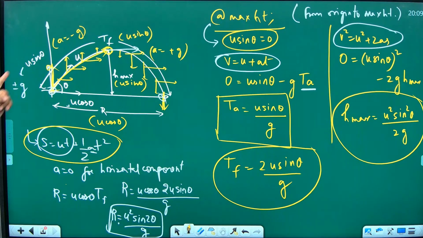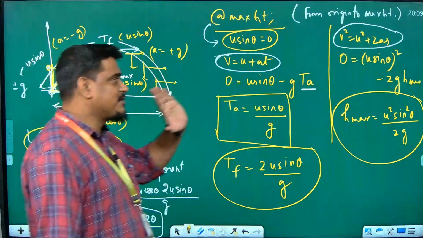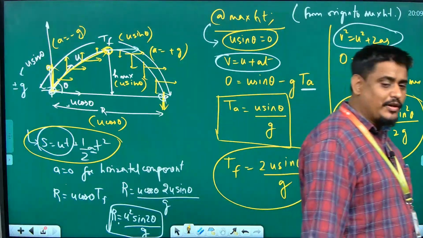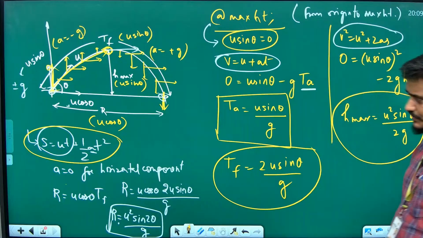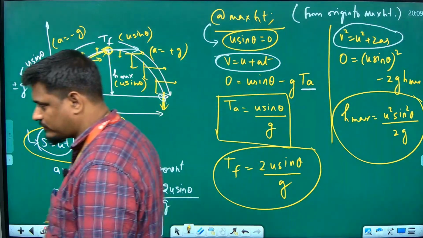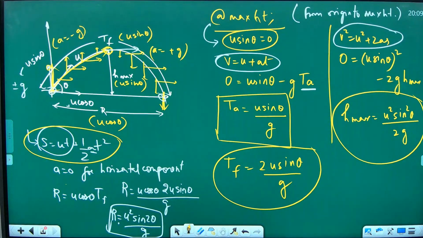For time of flight, I am using V is equal to U plus AT. For H max, I am using V square is equal to U square plus 2AS. And for range, I am using S is equal to UT plus half AT square. Clear? Is it clear to you, everybody?